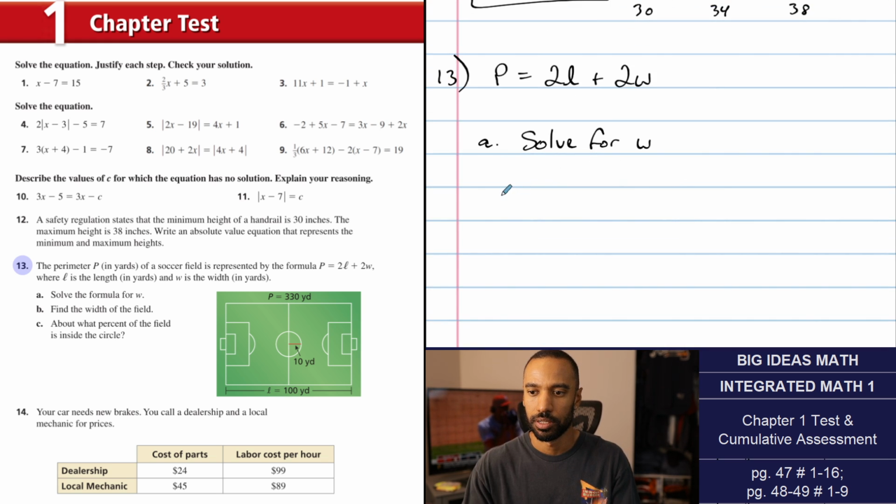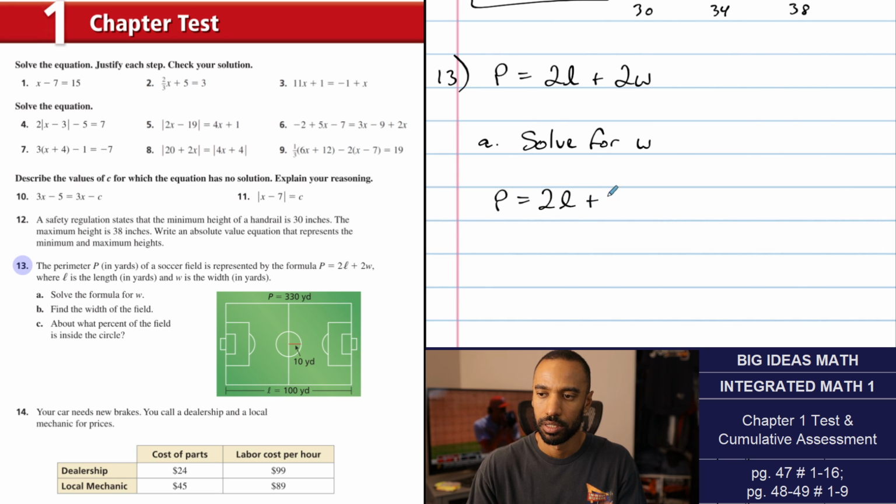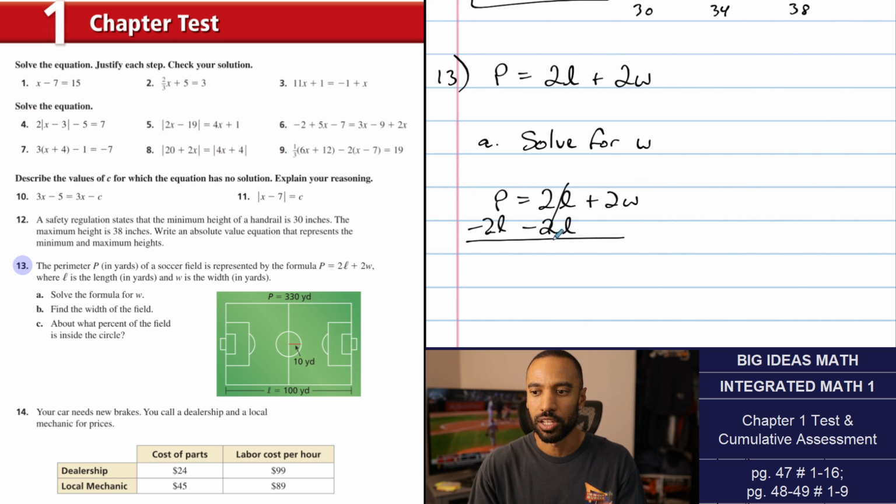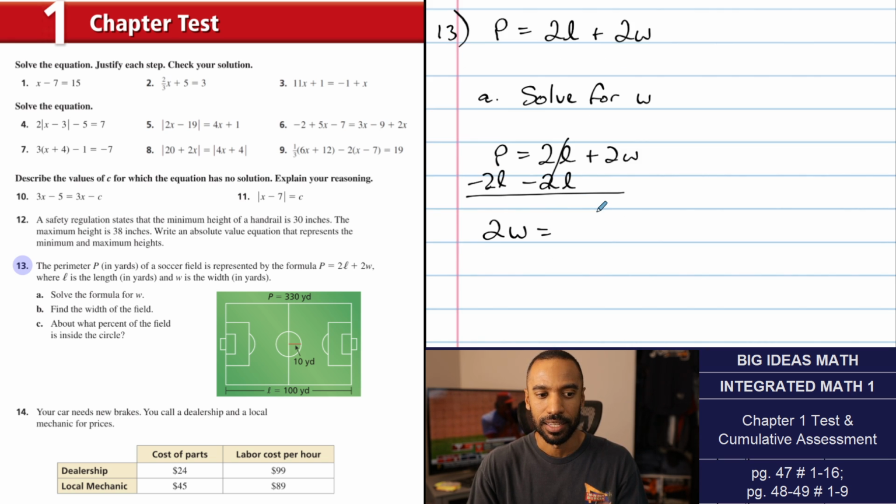So take that equation and subtract 2L from both sides. It's okay that we don't know what L is or what P is. I think later they show you what P is. I think they tell you in the diagram, but we're not getting that in that way. We're getting W by itself with variables.